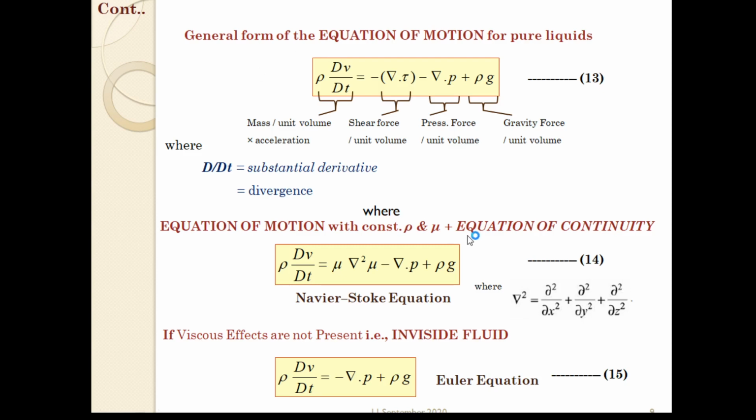So from the equation of motion we can find the Navier-Stokes equation when, along with this equation of motion, we are considering the constant density and constant viscosity plus equation of continuity.